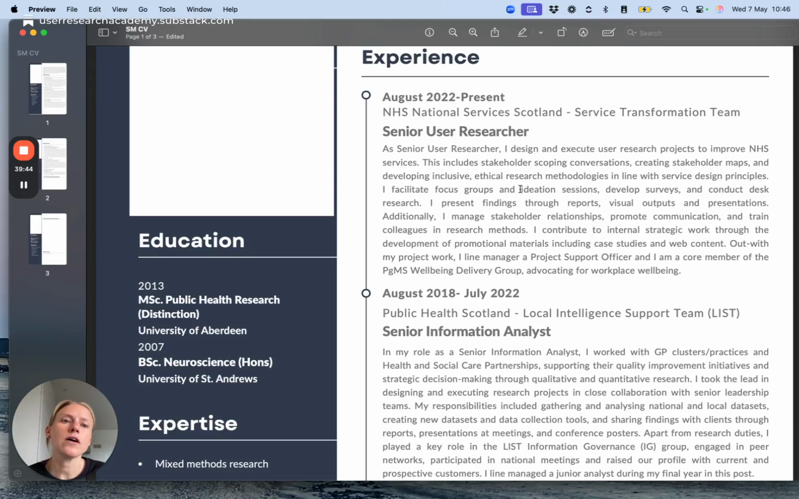So what about a specific ideation session? What was one that was really cool, that was really good, that you were really proud of, that led to something really interesting? Same with, was there a particular project that you presented? Was there a particular way that you presented findings?